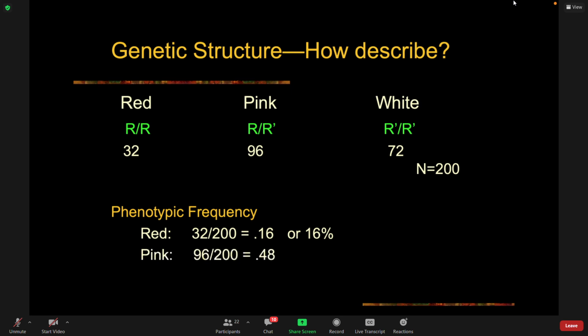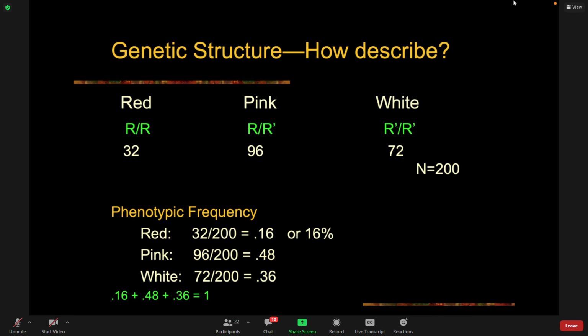For pink, it's the number of pink individuals divided by the sample size. So the phenotypic frequency of pink individuals is 0.48 or 48%. 48% of the flowers happen to be pink, and likewise with white, the number of white individuals divided by the sample size. And notice here that all of these frequencies have to add up to unity. If we keep this in decimal form, 0.16 plus 0.48 plus 0.36 is equal to 1. It has to add up to unity. So this is the phenotypic frequency, and it gives us some idea, but it's not the best description.